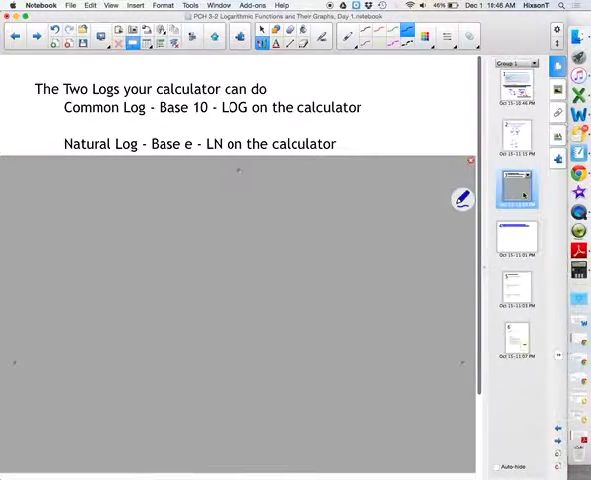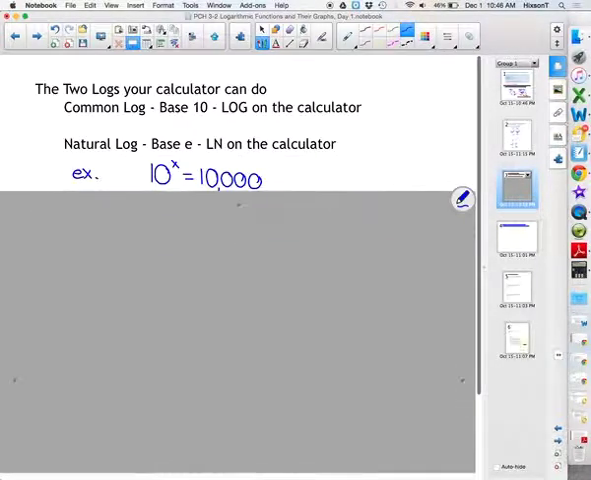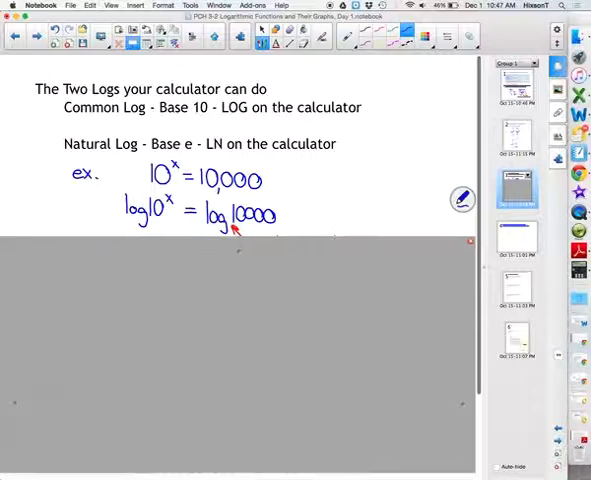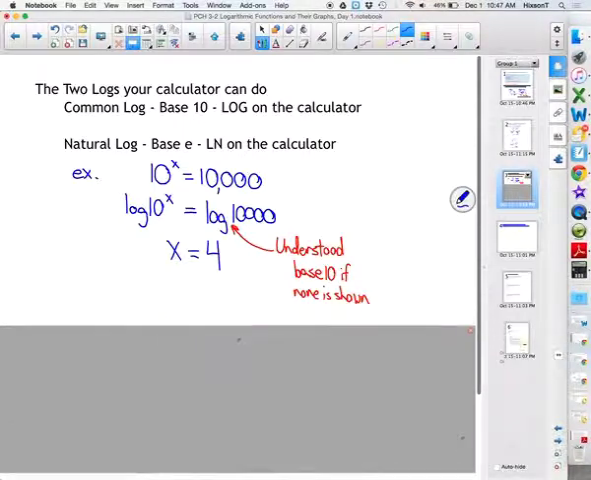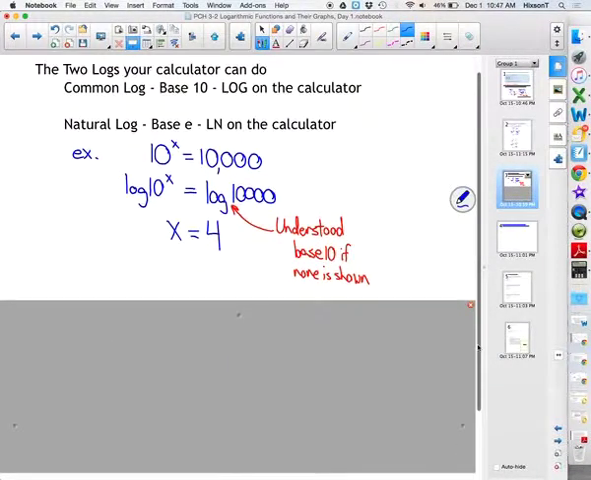Let's think a little bit more about these ones. Some of these you can do in your head. What exponent of 10 will give us 10,000? 4. We've got 4 zeros there. If you weren't sure, you could do the log base 10 of 10,000, and that'll get you your 4.